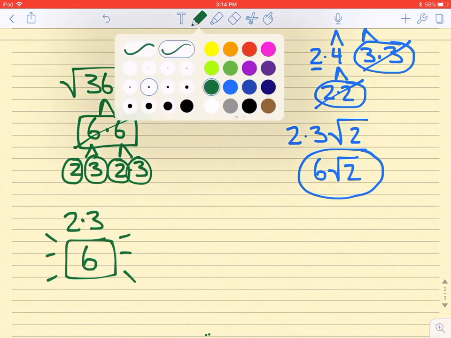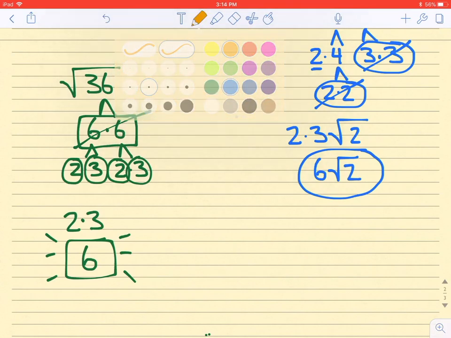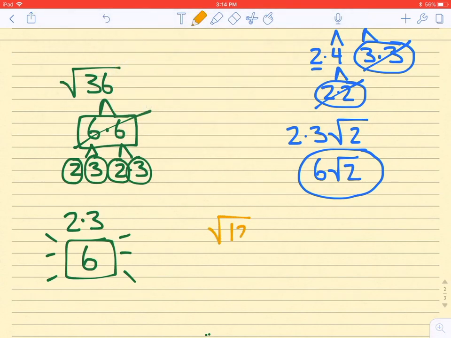All right, let's just do one more. Let me grab a different color. The square root of 12. So 12 comes from 3 times 4, and 4 comes from 2 times 2. So we could take out a 2, and then the square root of 3 would be left over.